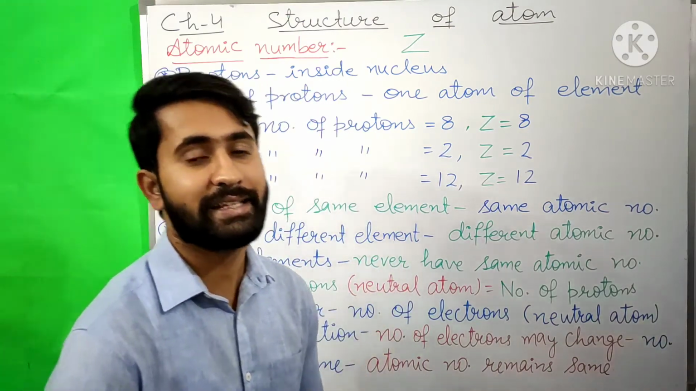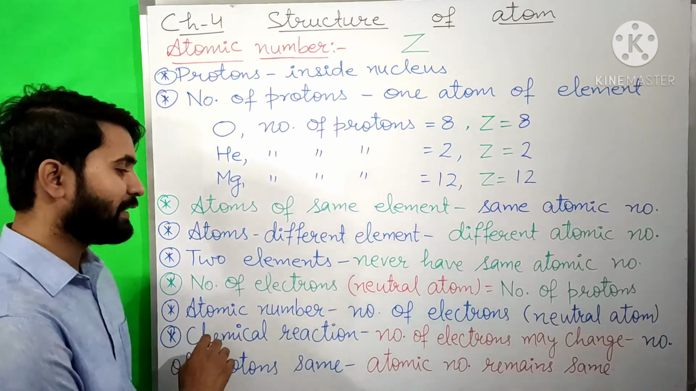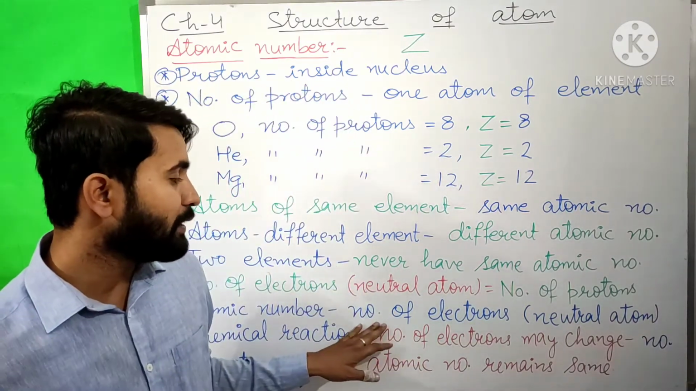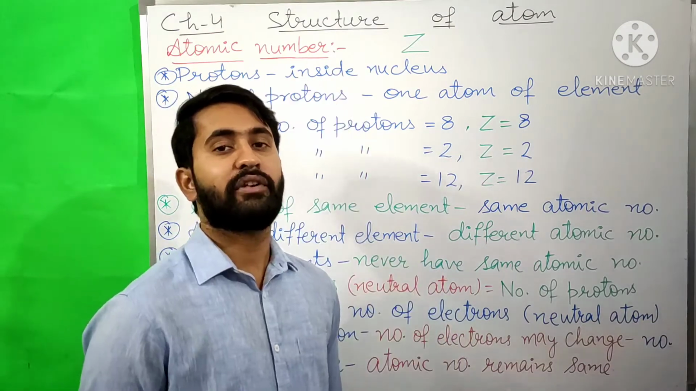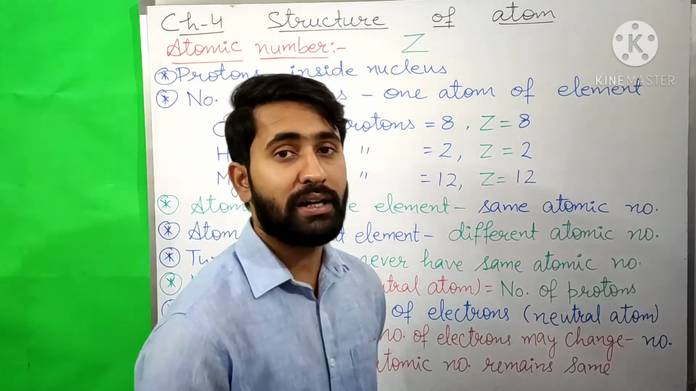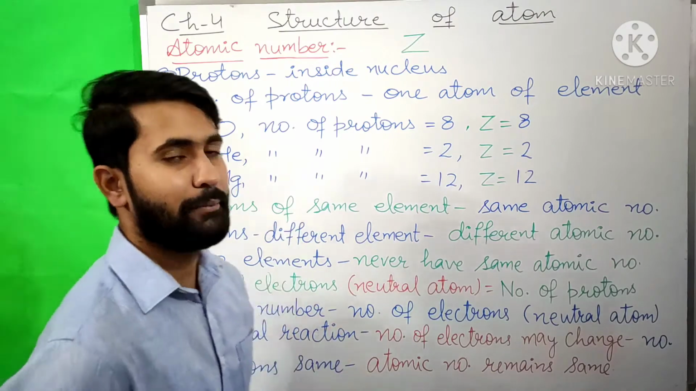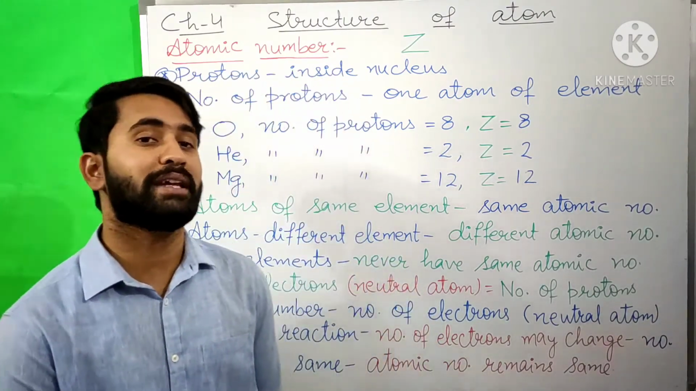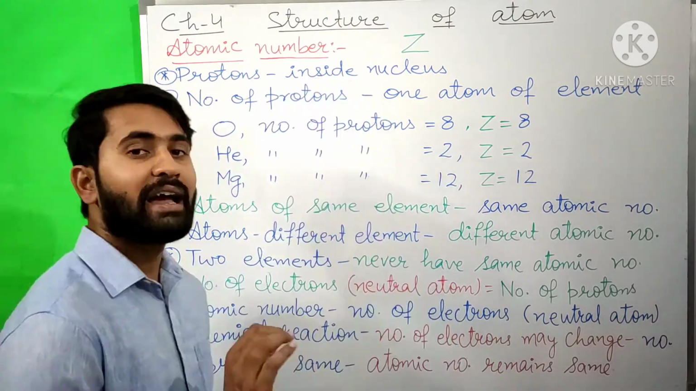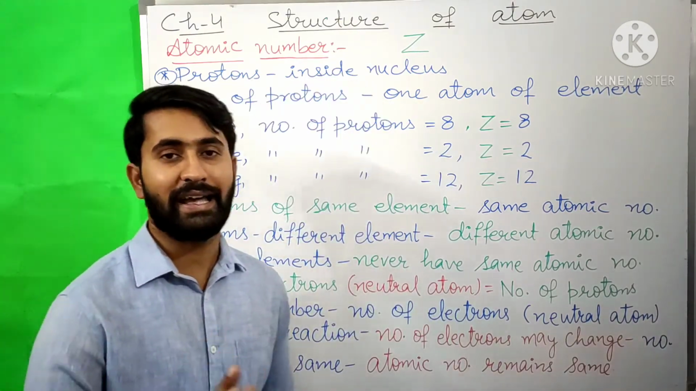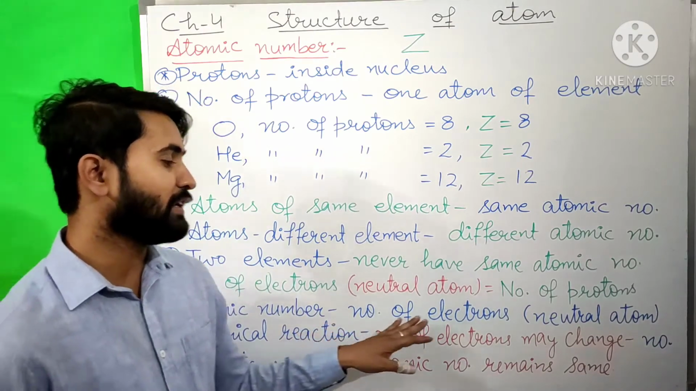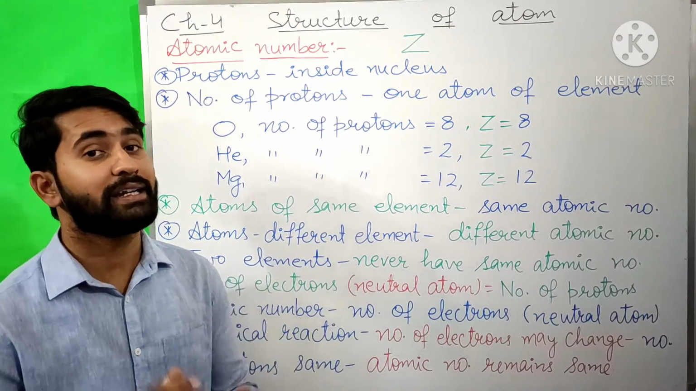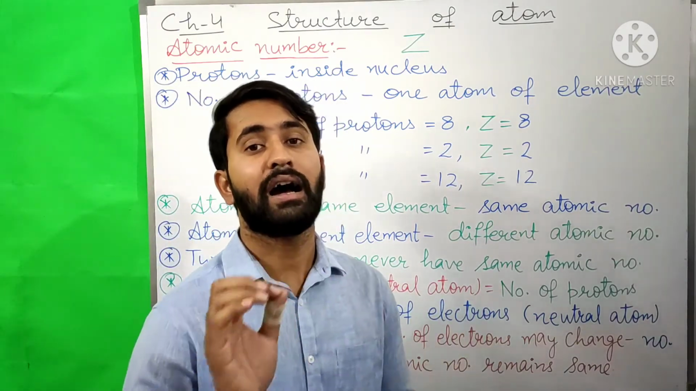So we can say that for a neutral atom, the atomic number is equal to the number of electrons in it. Like for example, the neutral atom of oxygen element is having 8 electrons in it. So the atomic number of oxygen will be 8, and the atomic number of an element is equal to the number of electrons in only a neutral atom. It does not apply to the ions.